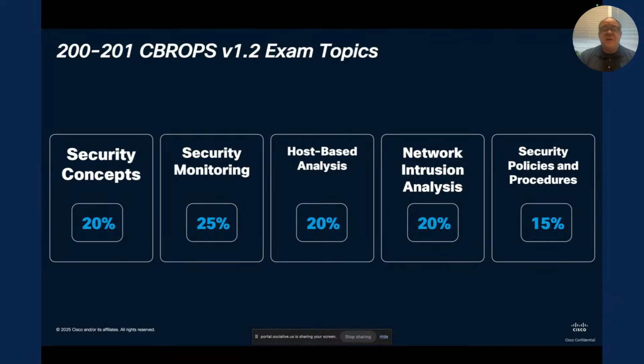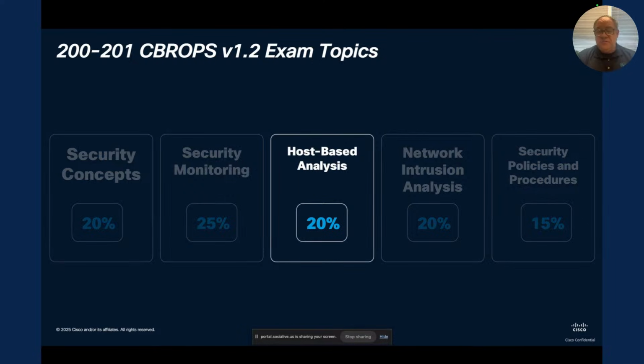Awesome. So let's dig into this CyberOps exam. These are the exam topics, version 1.2, and there's the exam number 200-201. As you can see, the exam is made up of 5 different topics, categories, domains, call them what you will, and there's their percentage weight within this particular exam. So for example, security monitoring is 25% of the exam. Today we're going to be focused primarily on host-based, which is 20% of the exam.